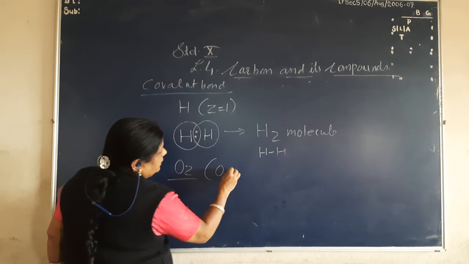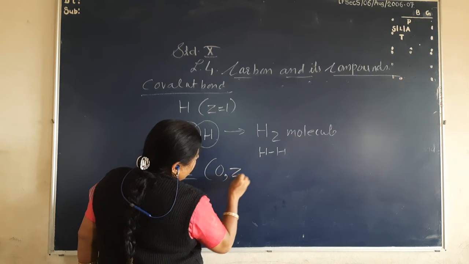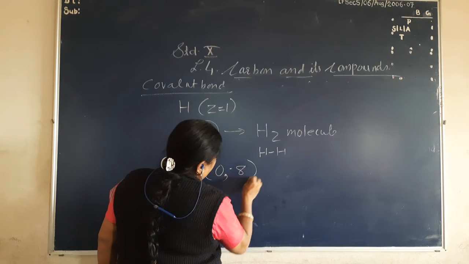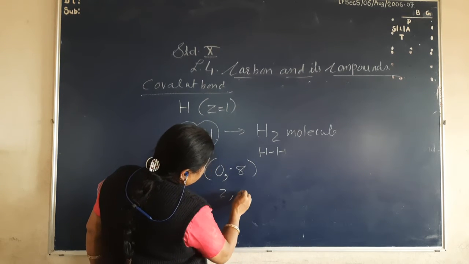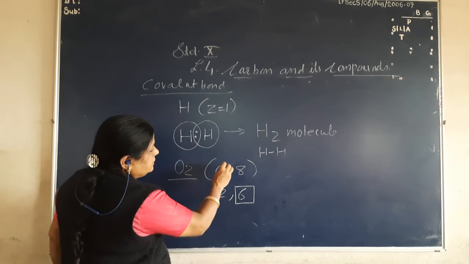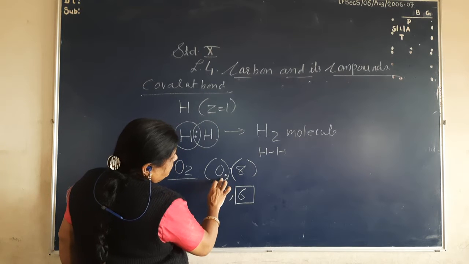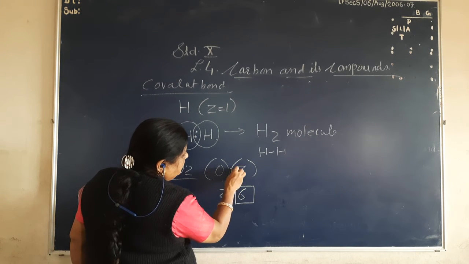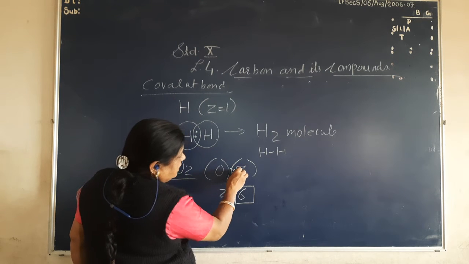Oxygen, Z is equal to 8. Z is the atomic number. The atomic number is 8, so the configuration is 2,6. That means the outermost orbit has 6 electrons. You understood it? This is oxygen. The atomic number is denoted by Z, that's why I will write Z.